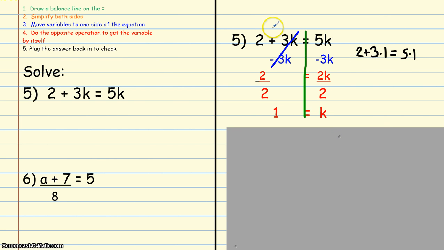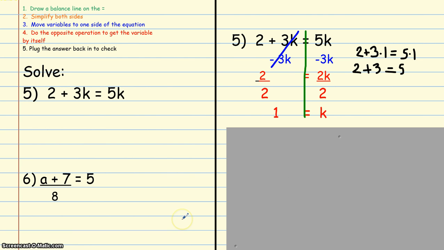Substituting back in, we've got 2 plus 3 times k, which is 1, equals 5 times 1. Order of operations, we need to multiply first, so 3 times 1 is 3, 5 times 1 is 5, and obviously 2 plus 3 equals 5.